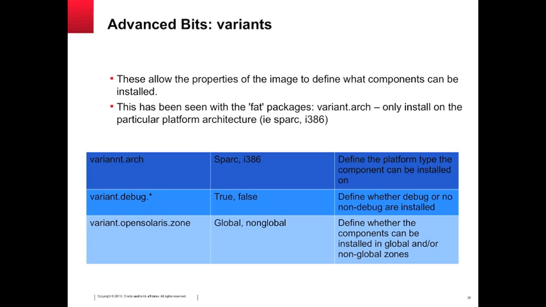This one's interesting, variant opensolaris.zones. So we talked about zones. Zones have software in them, we have global zones. We might actually say that if we have some software in a global zone, we might not want it to be installable in a non-global zone. If that's the case, we just set it to have a variant of global. By default, it has both. If we just wanted it to be installable in the non-global zone, I can't actually think of an example why you'd want that, then you'd set it to non-global zone.